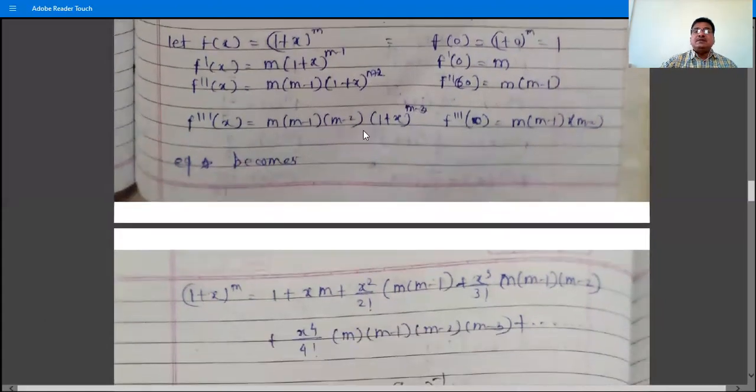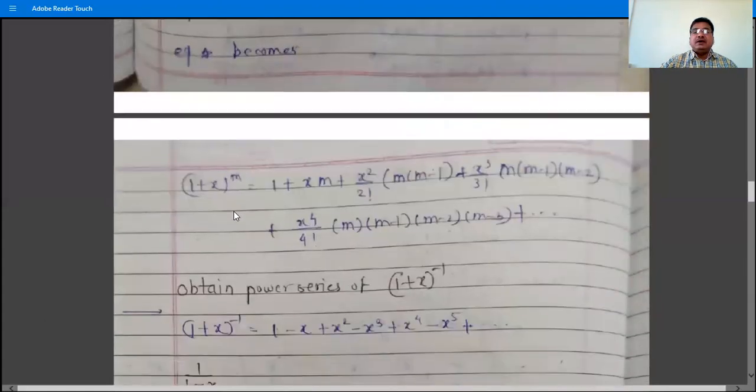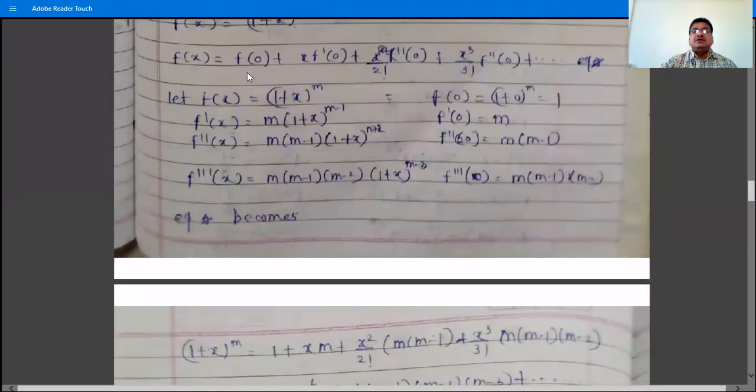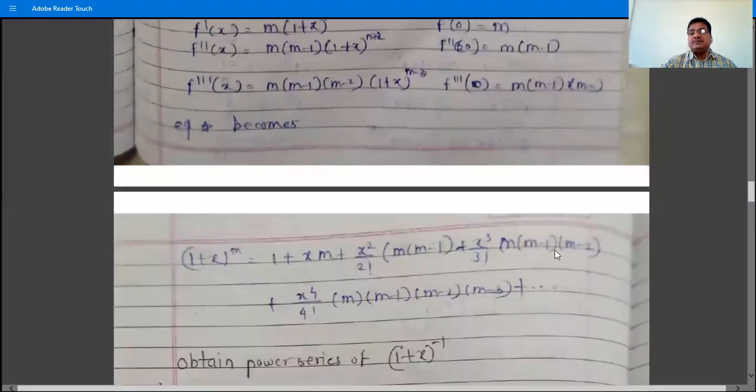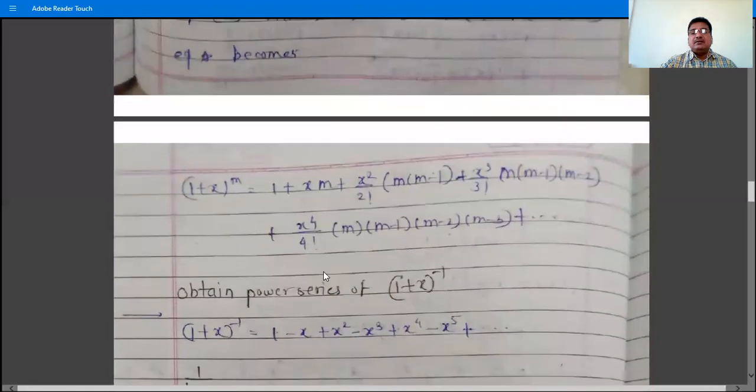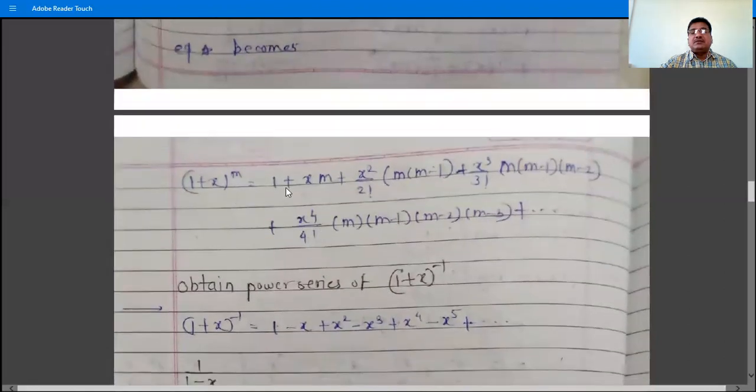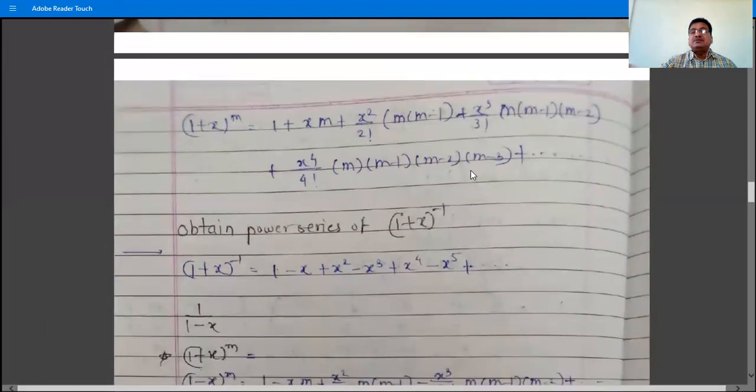Substitute all these values in equation number star. We have f(x) = (1 + x)^m, f(0) is 1, then f'(0) is m, f''(0) is this, and f'''(0) is this. So we have this step. And then this is the expansion: 1 + mx + m(m-1)/2! x^2, then m(m-1)(m-2)/3! x^3. This term is m(m-1)(m-2)(m-3)/4! x^4 and so on. Okay, so this is the expansion of (1 + x)^m.